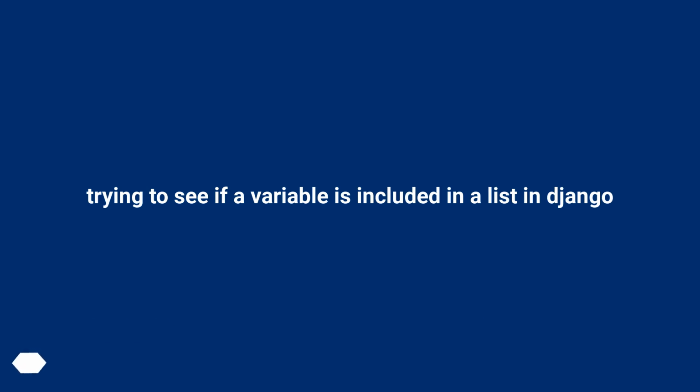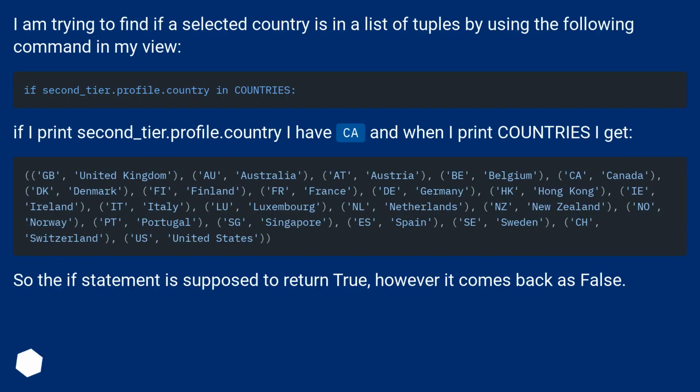I'm trying to see if a variable is included in a list in Django. I am trying to find if a selected country is in a list of tuples by using the following command in my view.